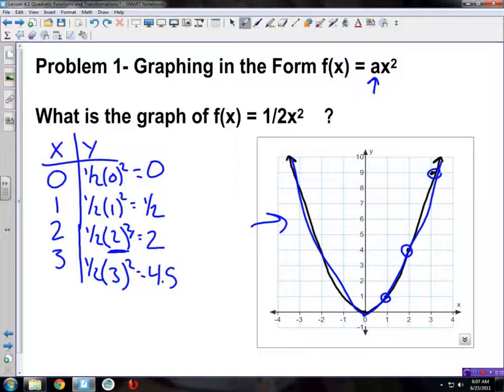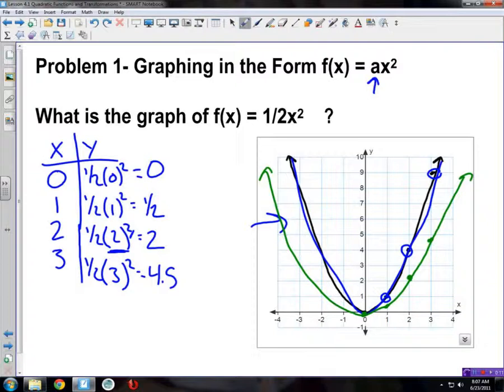So, if I'm going to come over here and graph this in, I'll say green. Well, at 0, it's still 0. At 1, it's 1/2. So let's try to make this as neat as possible. At 2, it's 2. And at 3, it's 4.5. If I take this and there we go. And that is our graph of 1/2 x squared.